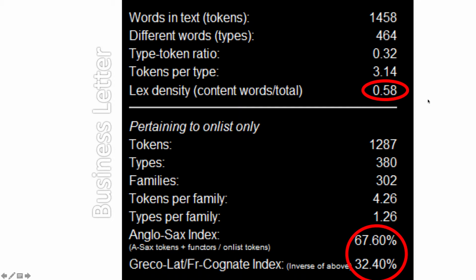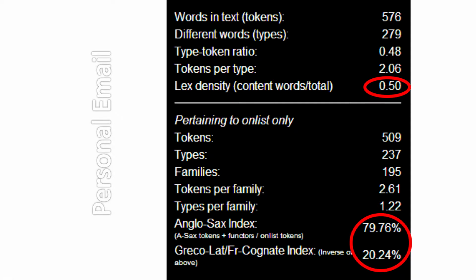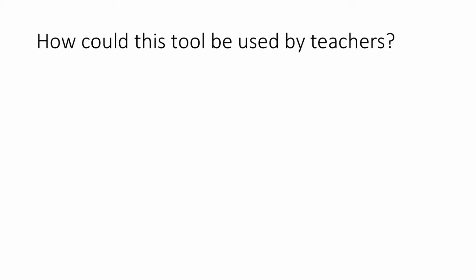The lexical density has gone down a little bit. And then in a personal email, we can see the Anglo-Saxon goes way up to about 80%. And in everyday conversation, this number is between 85 and 90% of the words, of the tokens you would encounter, are going to be Anglo-Saxon in origin. And the lexical density has gone down. So this means basically for every content word I use, I also use a function word. So again, that makes it easier to process. The lower this number is, the easier it is going to be to process.